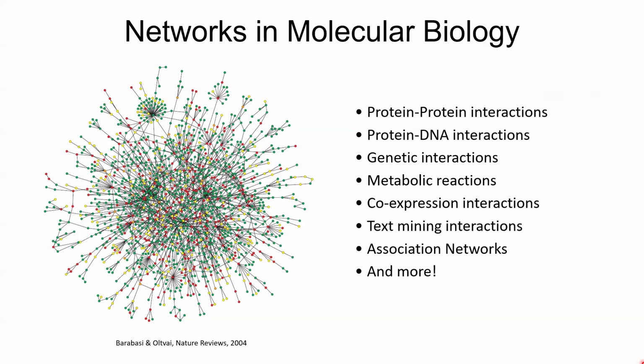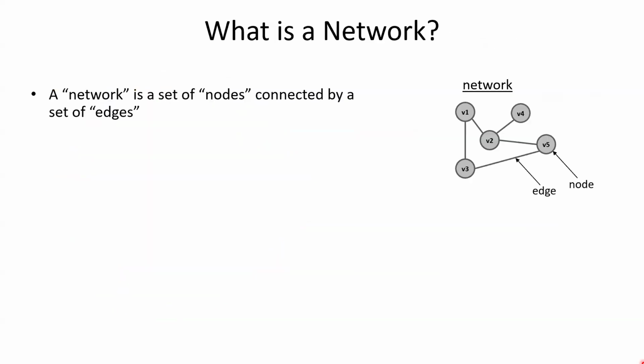But before we even begin discussing these types of networks, we need to know, what is a network? We need to define it. Now, in its very simplest format, a network is a set of nodes connected by a set of edges. Over here on the right, you can see a network composed of 1, 2, 3, 4, 5 nodes. Those are these circles. And 1, 2, 3, 4, 5 edges.